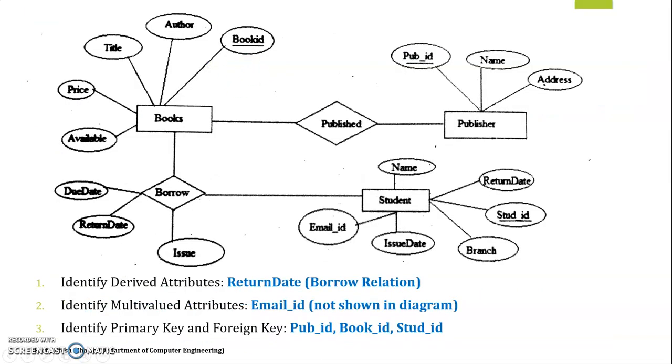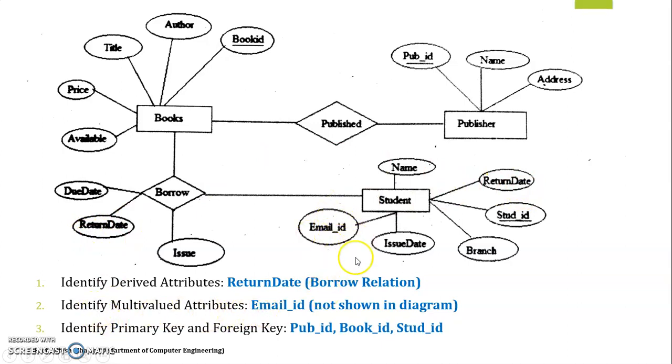Then we have an ER diagram. In this you have to identify the derived attributes. Now in this, the derived attribute is the return date. You can see you have return date here also for the borrower relationship, and you have return date for the student relationship. Return date is again derived, because based on when the student returns, this return date will be specified. So it is dependent upon this return date, so it is derived.